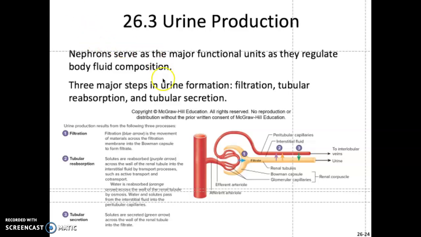Regarding the urine production, we have three major steps in the urine formation. It's going to be filtration, tubular reabsorption, and tubular secretion. The first one is going to be from the capillaries to the tubules. We're going to filter plasma, and then we're going to get the filtrate in the tubules.